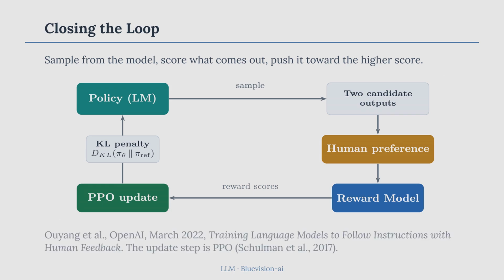You're looking at Ouyang and colleagues at OpenAI, March 2022, the InstructGPT paper. The update step itself is PPO from Schulman and colleagues in 2017. And eight months after that paper, this exact recipe became ChatGPT.